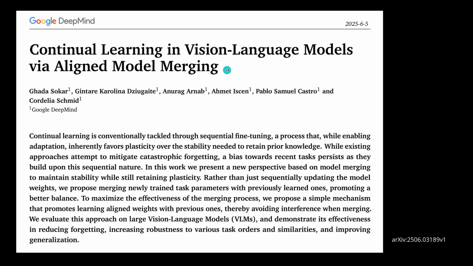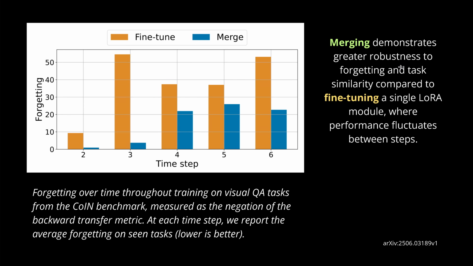So instead of fine-tuning, now we merge models that have been fine-tuned before. But we take care that the merging happens in a controlled environment. Is it working? Here's the result, from the original Google publication I just showed you. Here you have the time steps, and on the y-axis you have the forgetting, let's say in percentage. So if you take one step, great.